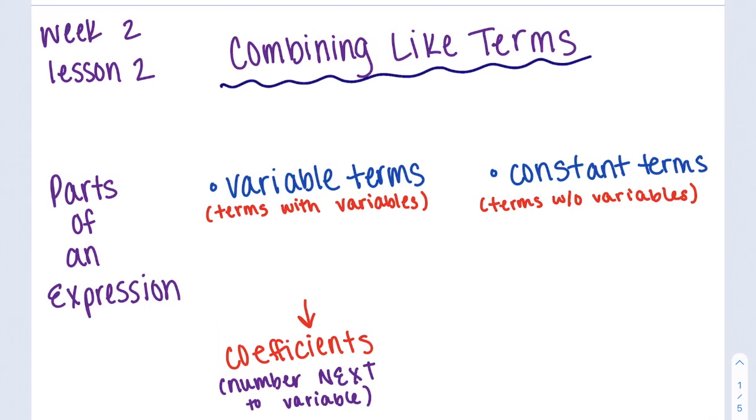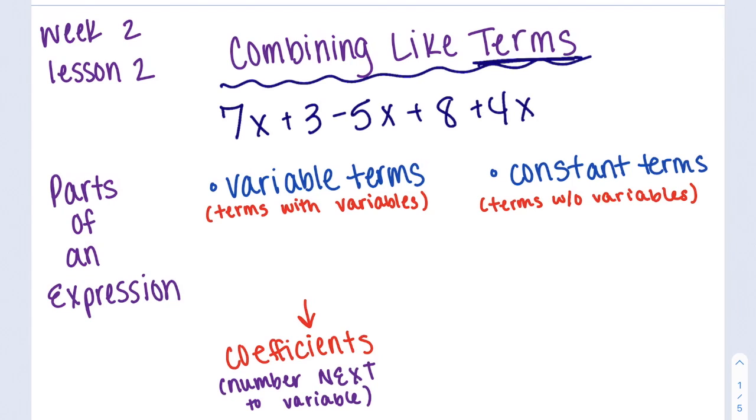Let's jump right in. So combining like terms. Before we can talk about combining like terms, we have to describe what is a term. So what is a term? If I write a math sentence out right here, so I'm going to write 7x plus 3 minus 5x plus 8 plus 4x minus 1. I want to be able to write that more simply. So to put it simply, combining like terms is simplifying. I'm trying to simplify an expression.